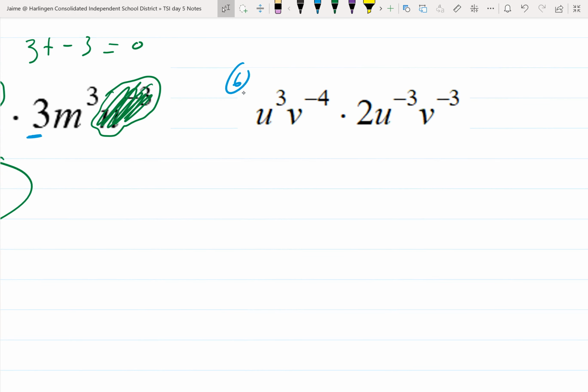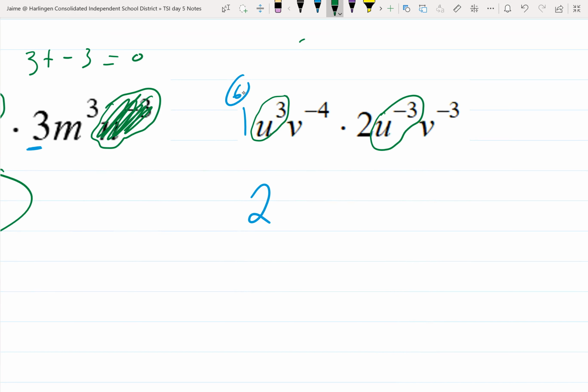Number 6. Multiply the bases. What number is here? Oh, there's a 1. So 1 times 2, that gives me 2. Now the letters. I have u to the 3 here. Where's the other u? Oh, it's right here. U to the negative 3. Oh, just like the previous question. Should have made it different. Oh well. 3 plus a negative 3, that's 0. So then I would have u to the 0, which is just 1, and I don't have to write that. So the u's are gone.